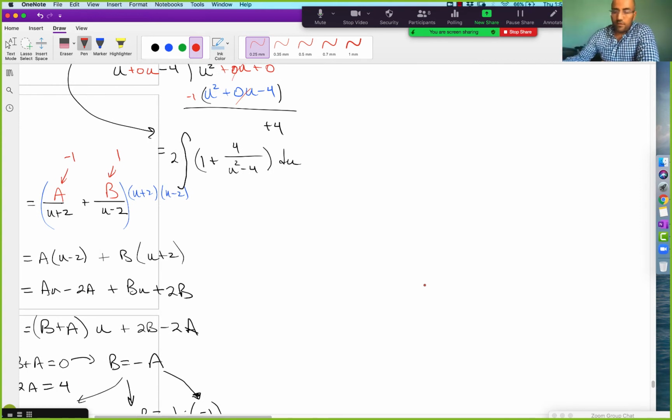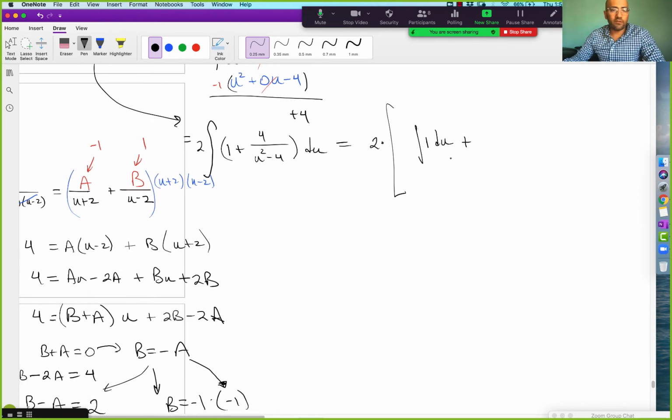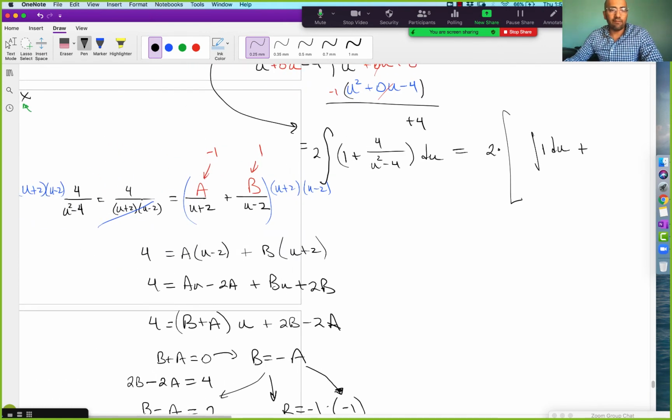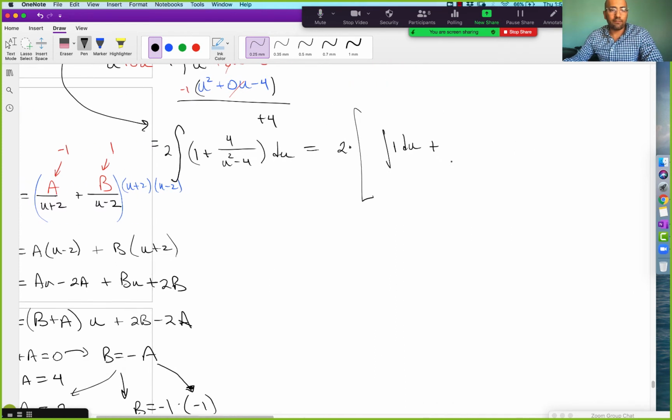Okay, so going back to this stage, I'm going to rewrite this as 2 times giant bracket. Then we have the first integral. That's easy. It's the integral of 1 times du, just u, plus, now I left the 4 there. I could have also factored out that 4 and left the 1 there and figured it out, but I left the 4 there.